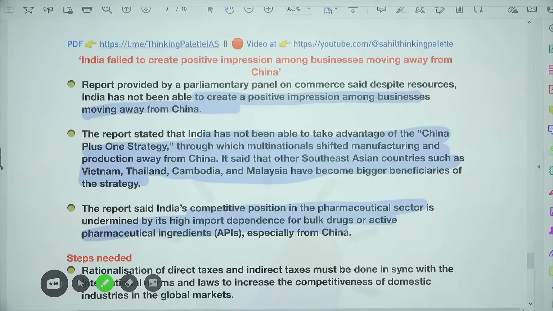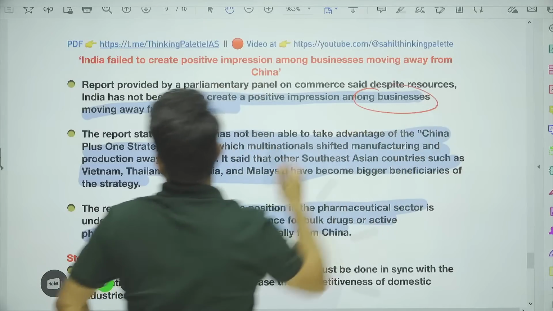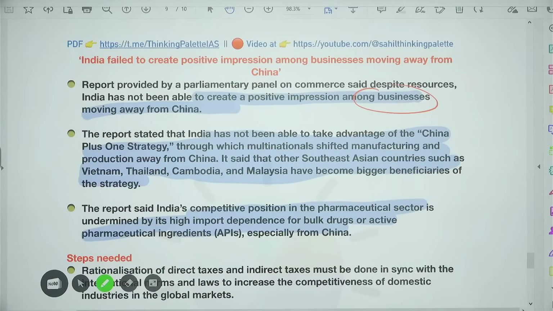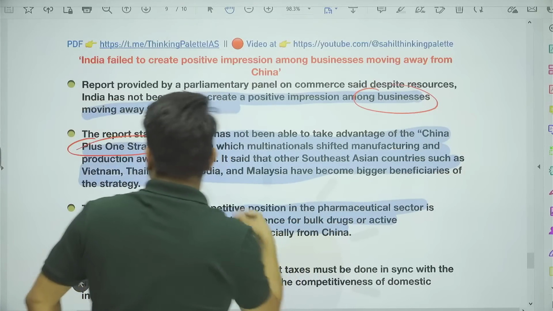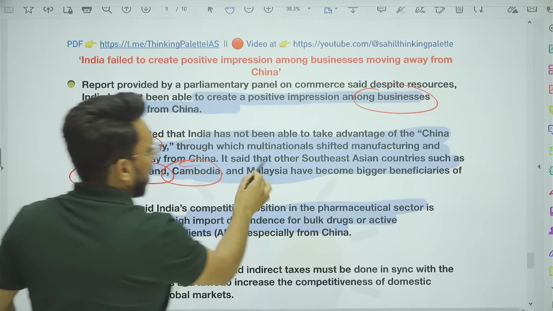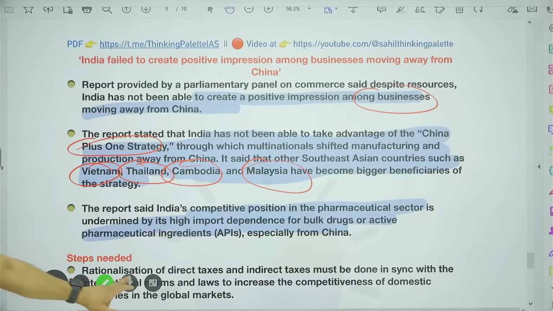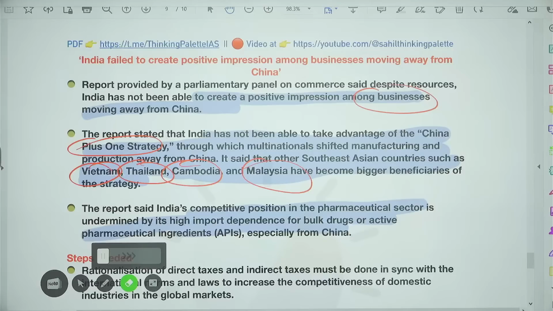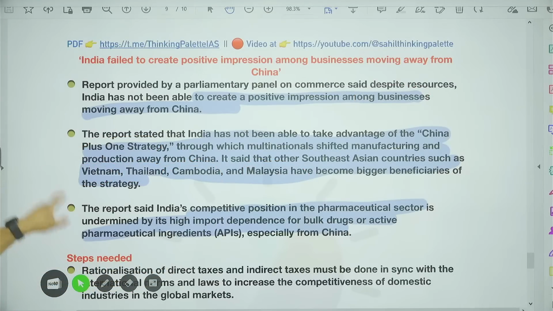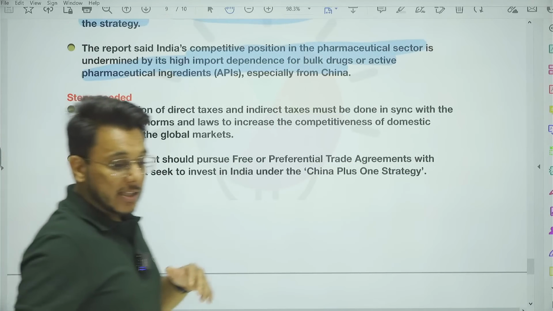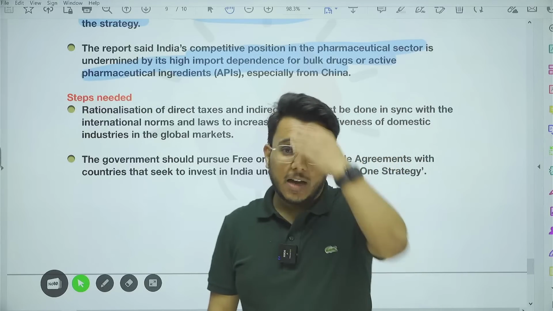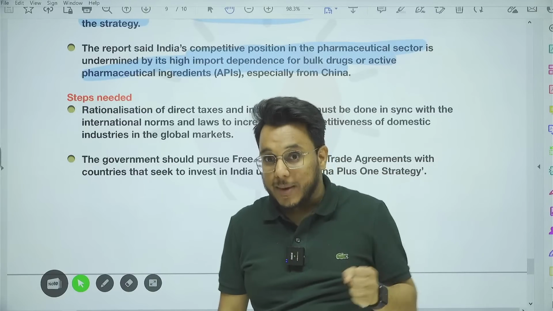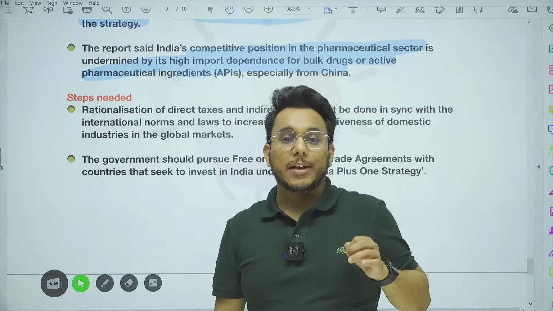So it has been provided that as the firms started to move away from China, these businesses did not actually land in India. India was not able to take advantage of this China plus one strategy. So multinationals have shifted to other countries such as Vietnam, Thailand, Cambodia, Malaysia, but not India. Now it has been said that today India's competitive position in the pharmaceutical sector, though we are referred to as the pharmacy of the world, still active pharmaceutical ingredients are coming from China.